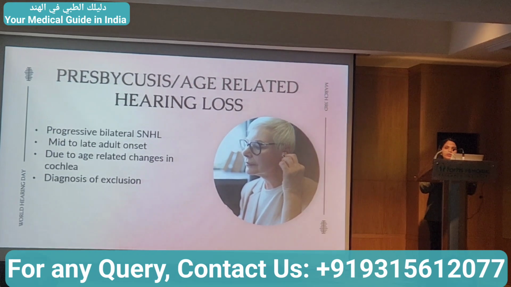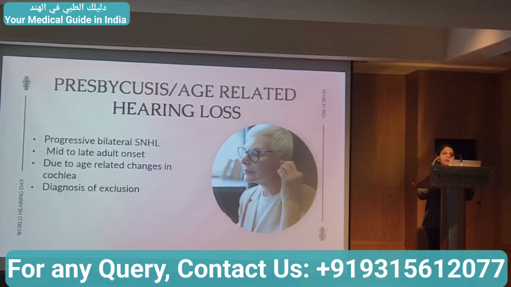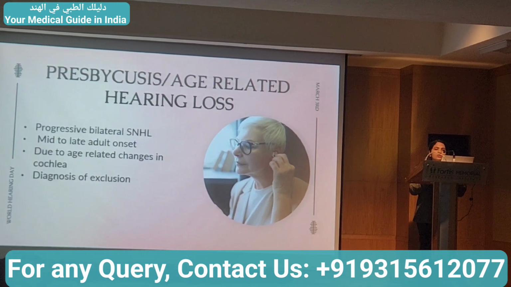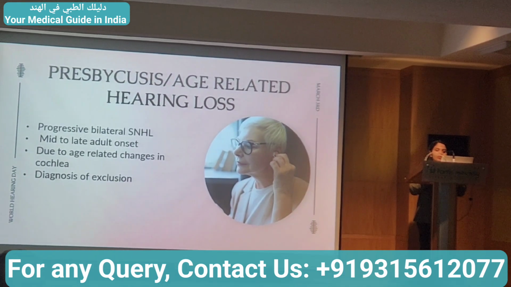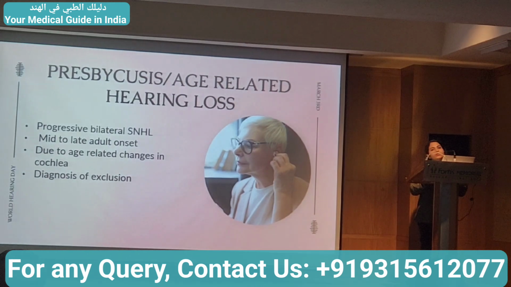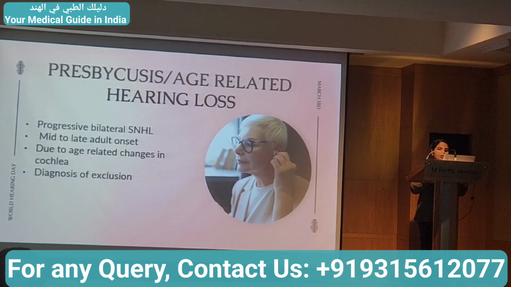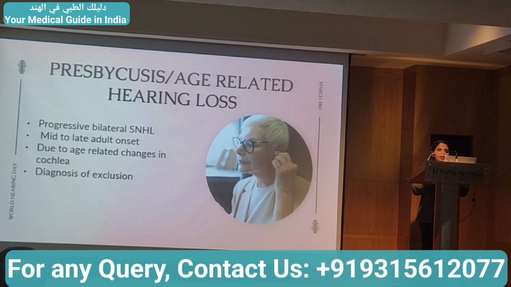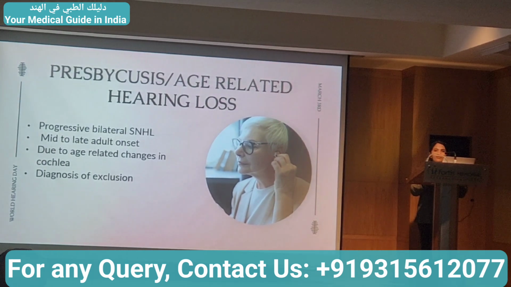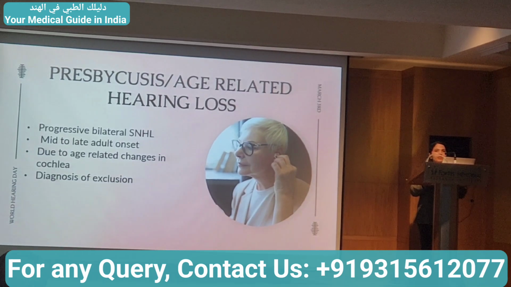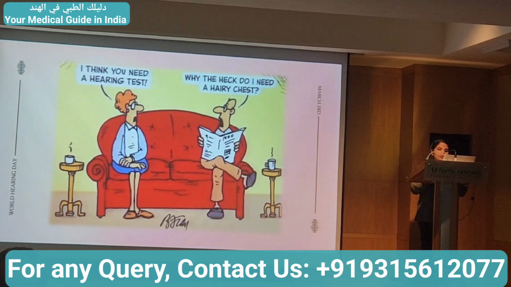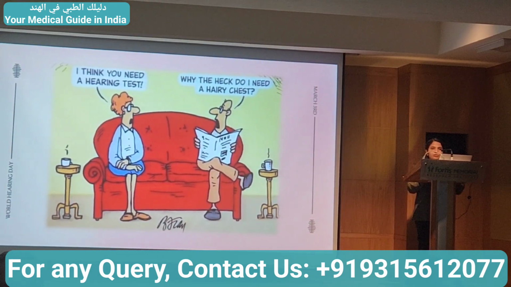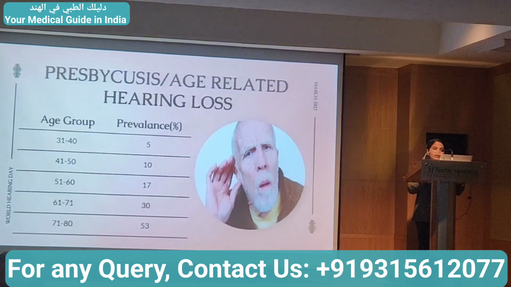Next is presbycusis or age-related hearing loss. They usually present with a progressive bilateral sensorineural hearing loss of mid to late onset, and it occurs because of the age-related changes happening in the cochlea. And when a patient comes with hearing loss in an elderly age group, first we have to evaluate to rule out other causes, because this is a diagnosis of exclusion. So this is the scenario happening in a patient who has presbycusis.